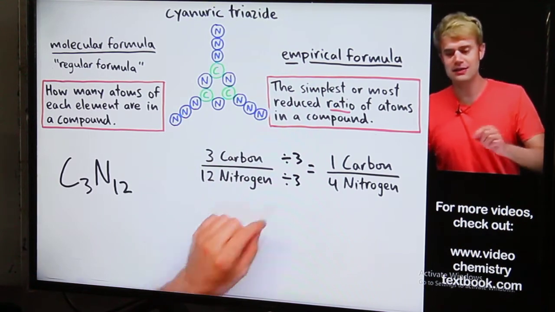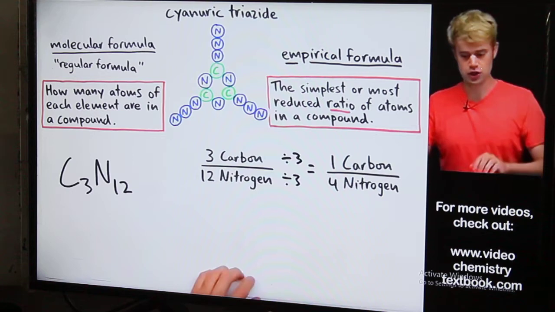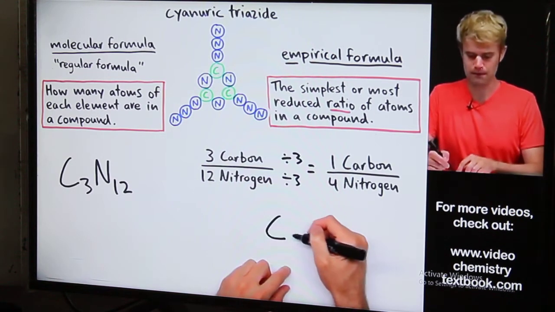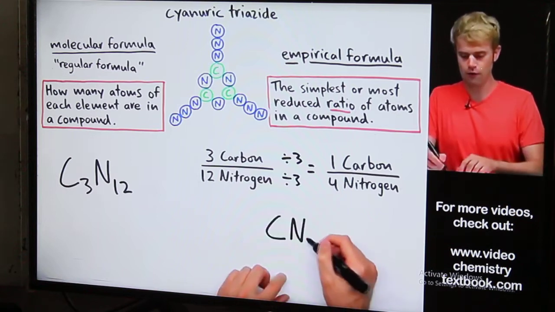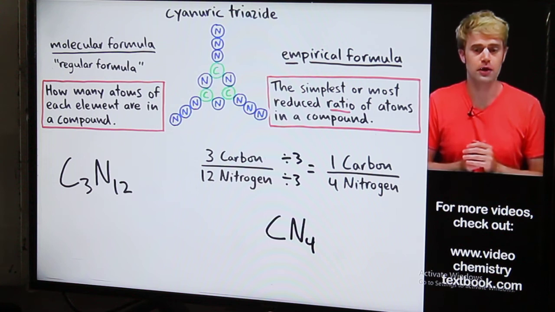And now we write the empirical formula using this most simplified ratio. So we'll have C1, so we don't put anything after it, and then we have N4. So CN4 is the empirical formula.